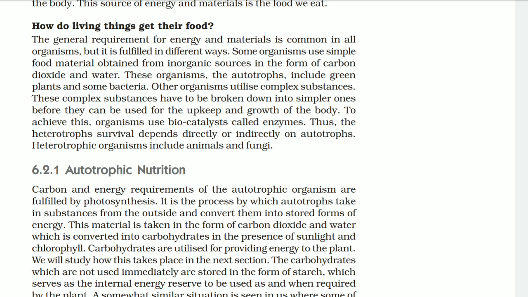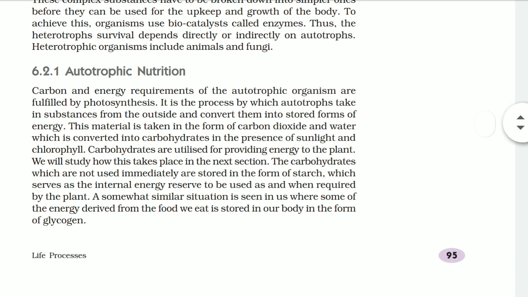To achieve this, organisms use biocatalysts called enzymes. Thus, the heterotroph's survival depends directly or indirectly on autotrophs. Heterotrophic organisms include the animals and fungi. So there are two types, right? One that makes their own food, and the other that depends on the plants and other animals.